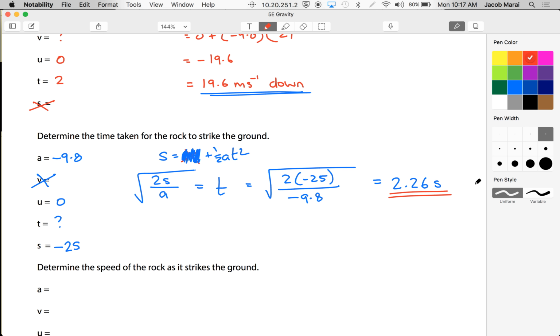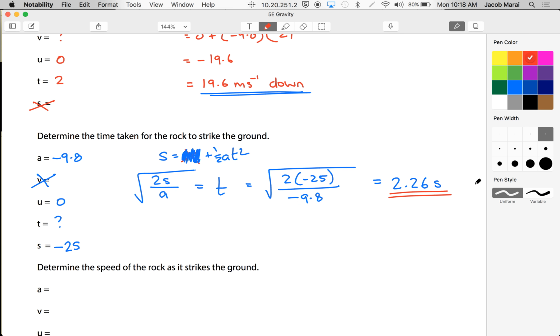So just be careful, gentlemen, even though we were given that the balcony, or where was it being dropped from? Building. Even though the building was 25 meters high, the displacement for the rock is downwards from its initial point. So that's why I had to put in negative 25 meters. If you tried to put in positive 25, your calculator would not be very happy. Yeah, it would give you the square root of a negative and go error.